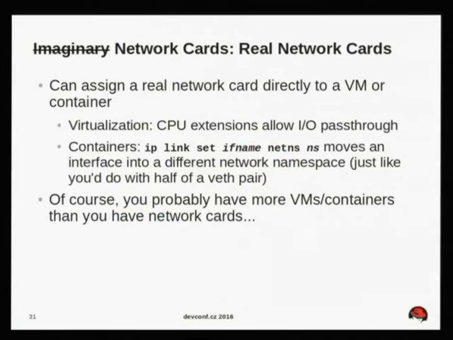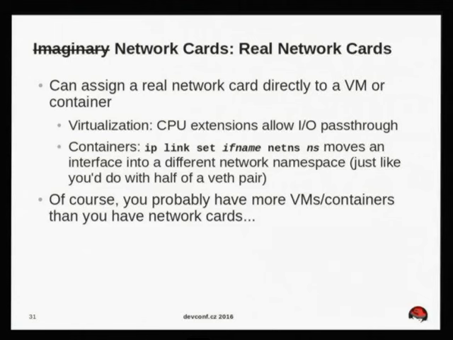The third possibility for an imaginary network card is to actually use a real network card. You can assign a real network card directly to a virtual machine or container. If you're using virtualization, there are CPU extensions like VT-d that allow you to have the virtual machine directly talk to your PCI card or whatever. If you're using containers, you can just move your real Ethernet card into the network namespace just like you would do with a veth pair, and then the container can access it.